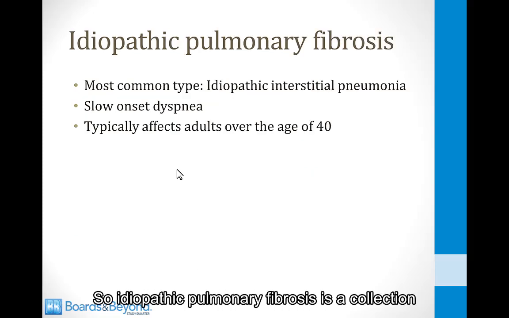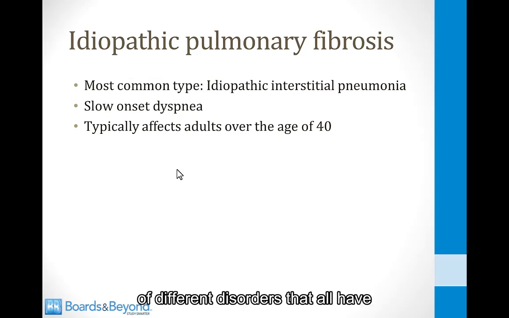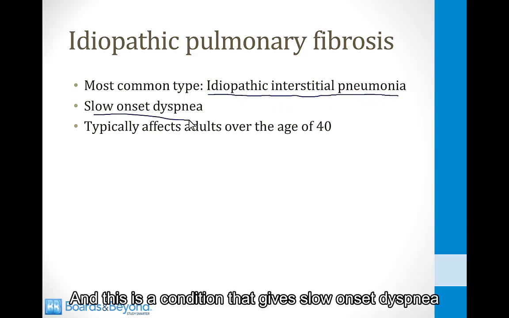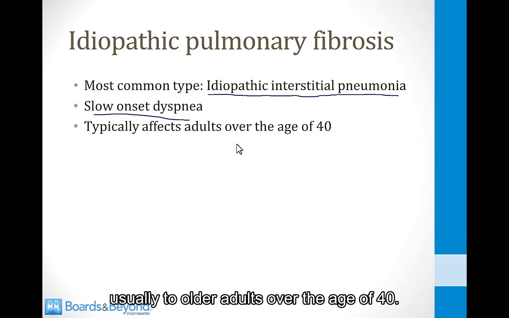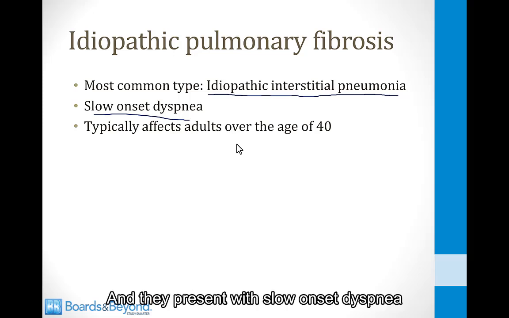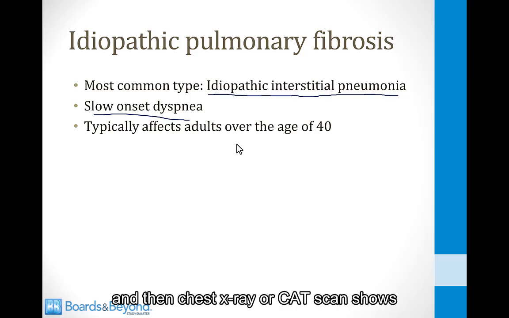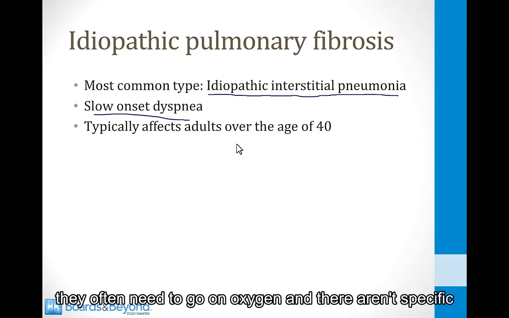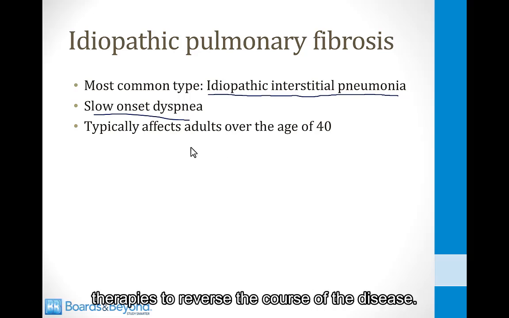So idiopathic pulmonary fibrosis is a collection of different disorders that all have a little bit different pathophysiology. The most common type is called idiopathic interstitial pneumonia. And this is a condition that gives slow onset dyspnea, usually in older adults over the age of 40. I've seen a number of patients with this in their 70s and 80s. They present with slow onset dyspnea, and then chest x-ray or CAT scan shows that honeycombing pattern. And they have pulmonary fibrosis. And this is very difficult to treat. They often need to go on oxygen, and there aren't specific therapies to reverse the course of the disease.